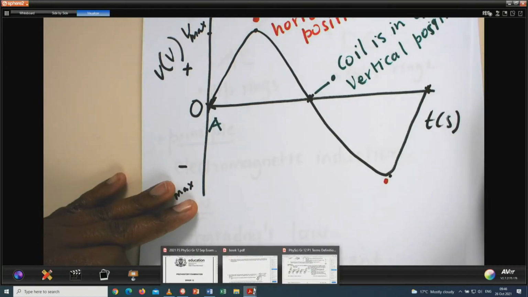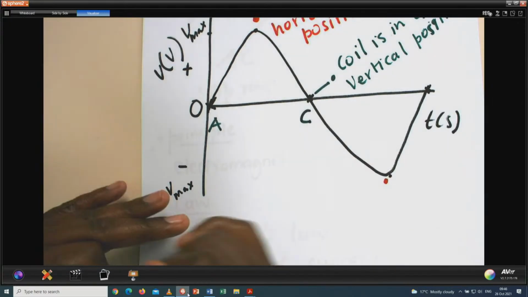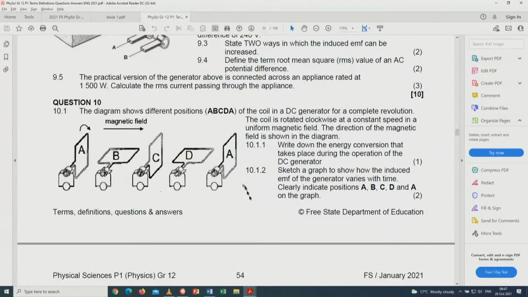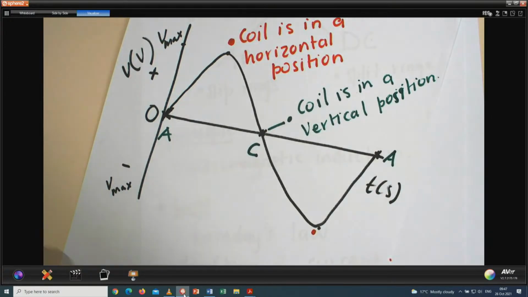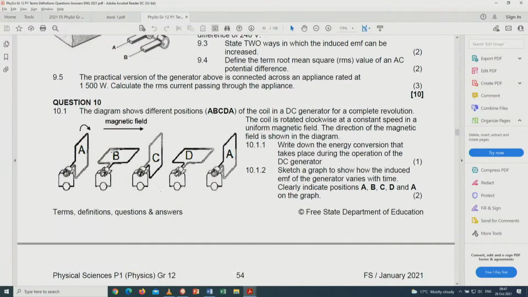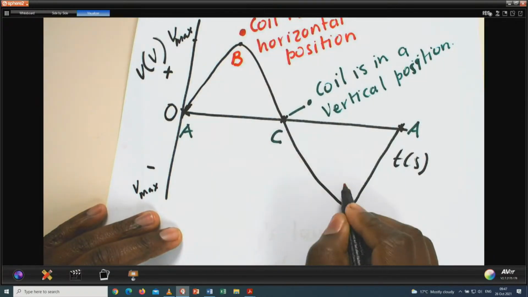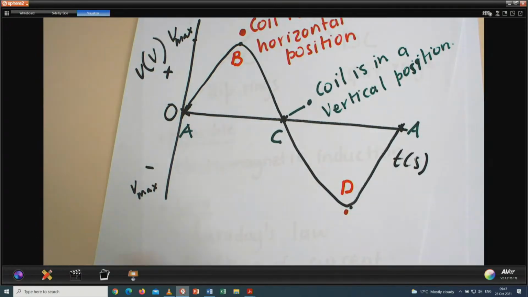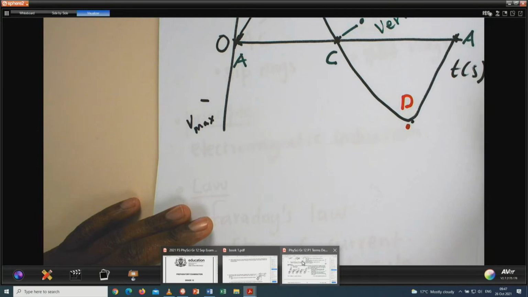Let's go back again. C is corresponding with this point. And then let's go back again. A, the other last A, is corresponding with this point. And then the second part, position B and D, will correspond with your turning points. So this is position B and this is position D. Now with this, you have done your data or your given information analysis. Now you can confidently go to the questions.